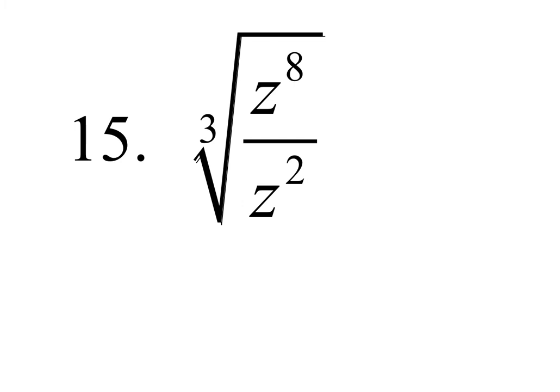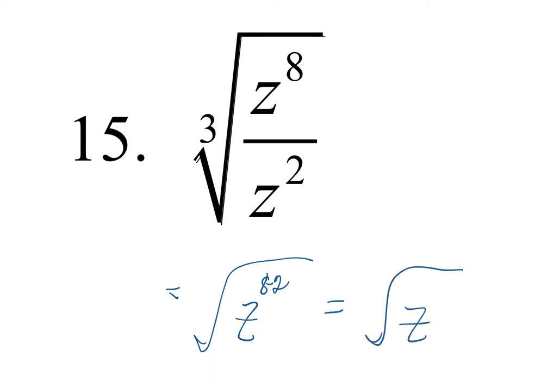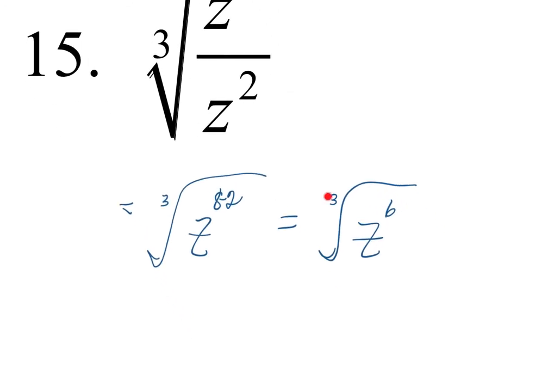Okay, on number 15, we have the cubed root of z to the 8th divided by z squared, and I can, again, simplify the inside on this one. z to the 8th divided by z squared. Keep the base, subtract your exponents. So that's equal to z to the 6th, and excuse me, I didn't draw my index of 3. We're looking to see how many times this index of 3 goes into the power. And so 3 goes into 6 2 times evenly. Nothing's left over. No need for a radical.